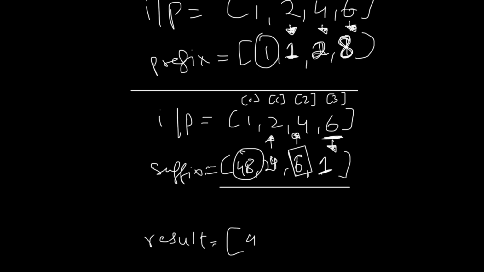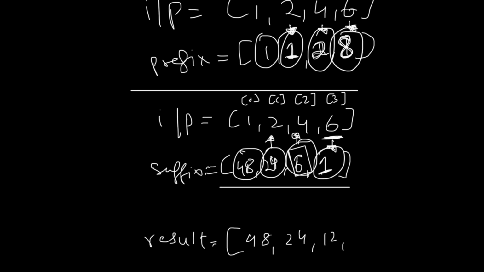So for the 0th index, it is going to be 48. For the first index, it is going to be 24. The second index, it's going to be 6 into 2, which is 12. And for the last index, it's going to be 1 into 8, which is 8. And this is our result array.